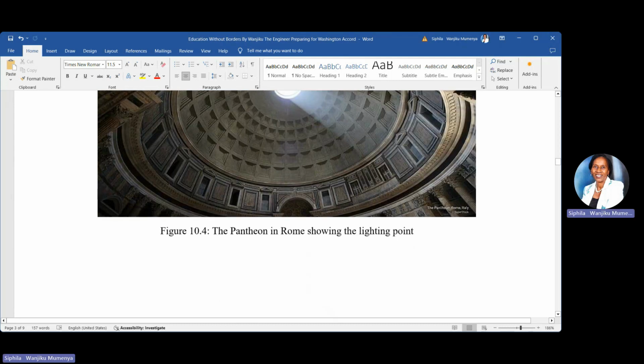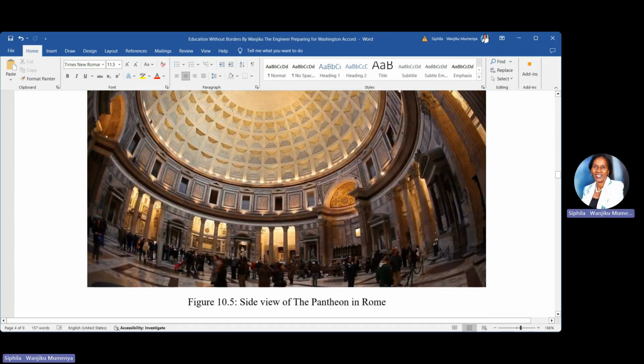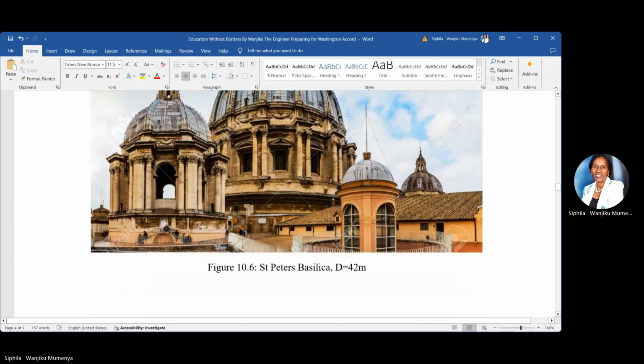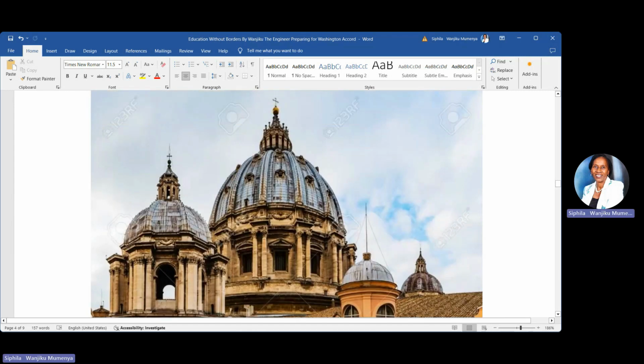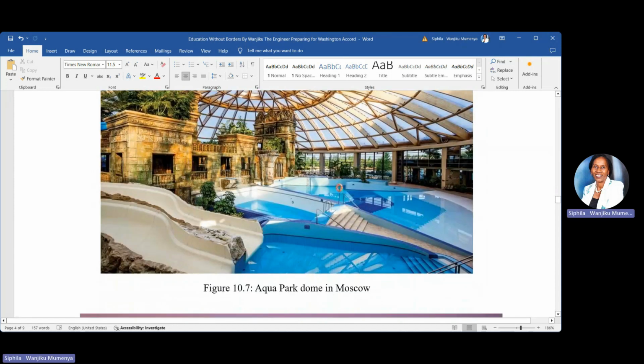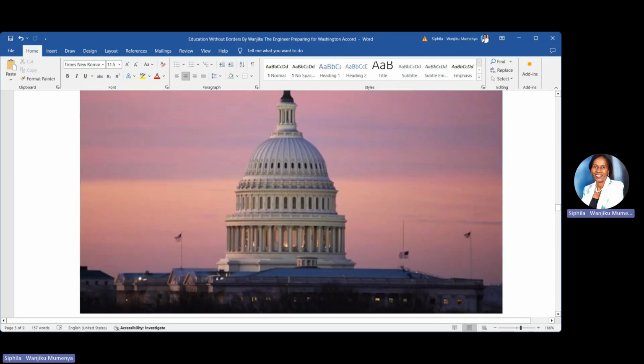But the bottom line, as a structural engineer, you need to know what a dome structure is. That's the same structure from a different direction. Even St. Peter's Basilica is a dome structure, a different type of dome. The geometry is different. Some are circular domes, others are spherical domes, conical domes, and so on. Others are flattened. That's a Kwapak dome in Moscow. We are going across the globe. Remember, we said we want to be Washington Accord compliant. So you had better get used to this.